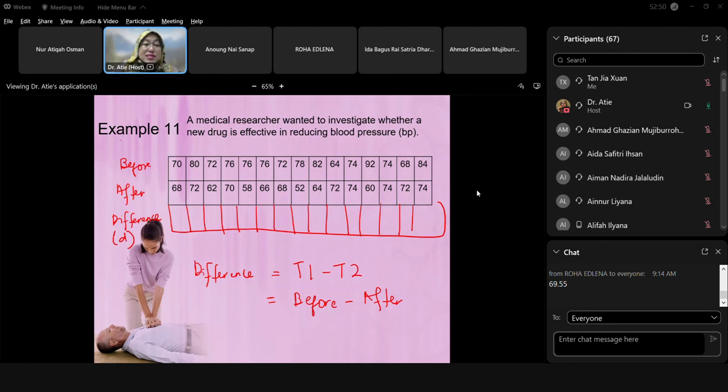For example, 17 minus 15, so the difference is 2. 80 minus 72, so you have 8. And this one, 10, so 6. If the difference, for example 68 minus 72, is minus 4, you need to put it as negative 4. You cannot put it as positive 4. So, a minus is always negative. Can you please do it now on page 103? Find the difference first.